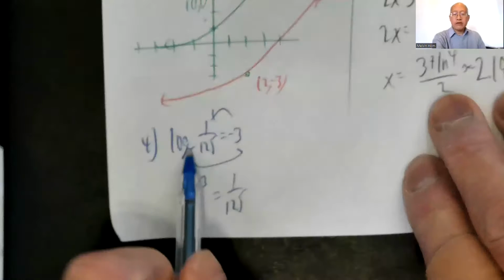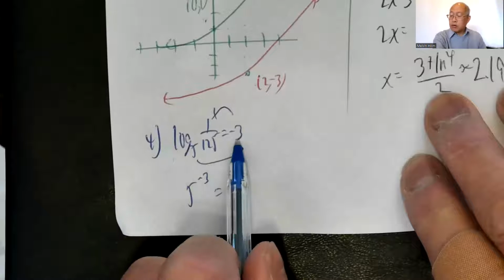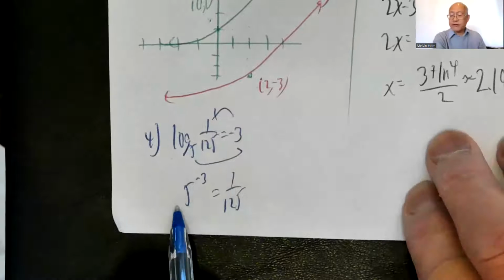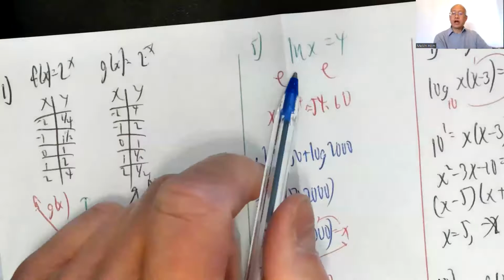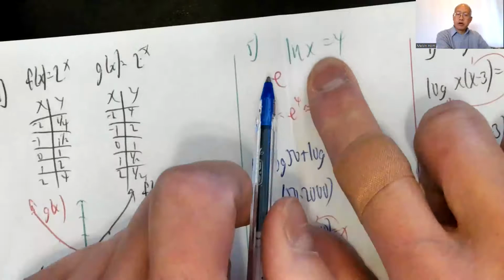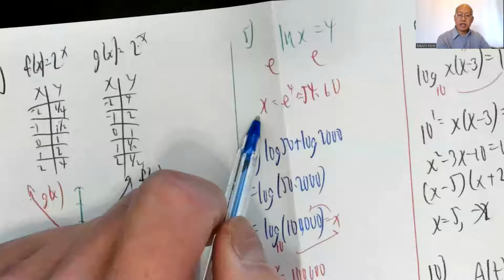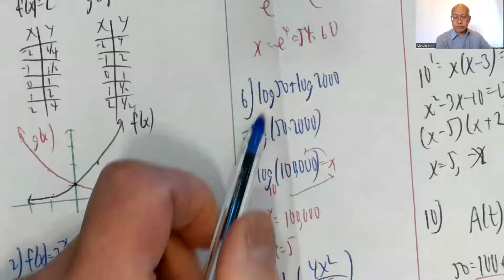Number 4, log base 5 of 1 over 125 equals -3. The base is 5. You go across the equal sign for the exponent, come back in for the result. So 5 to the -3rd is equal to 1 over 125. Number 5, to get rid of an ln, you exponentiate both sides. So ln x equals 4. You put an e here and an e here. e to the ln cancels out. So x is e to the 4th, which is approximately 54.60.